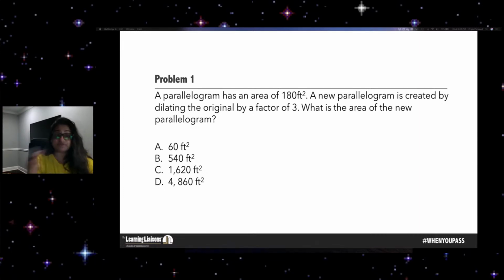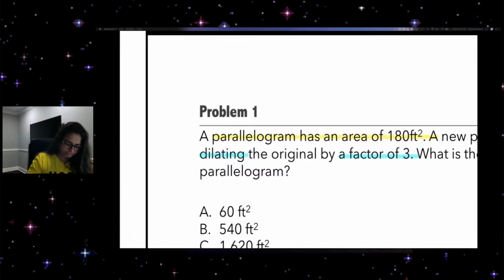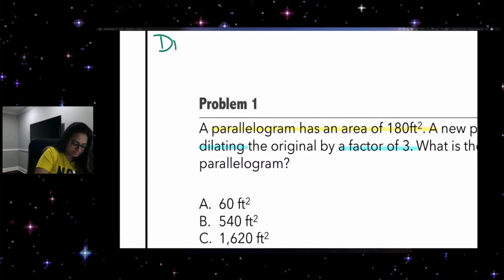So first things first, we have to figure out what we need, right? So it says a parallelogram has an area of 180 feet squared. So that is definitely information that we need. They tell us that the new parallelogram is dilated by a factor of 3. So you have to know what that means in order to answer the question. So what does dilation mean? What does it mean to dilate in math? And I recall going over dilating with you guys before.